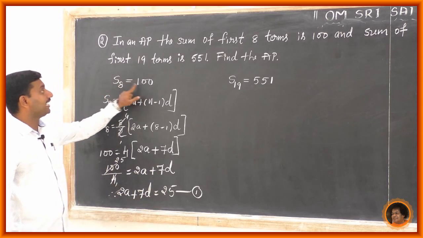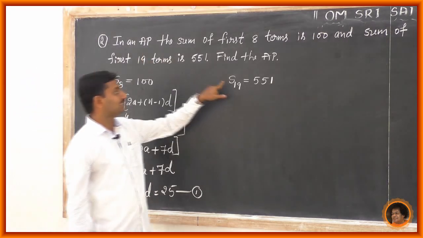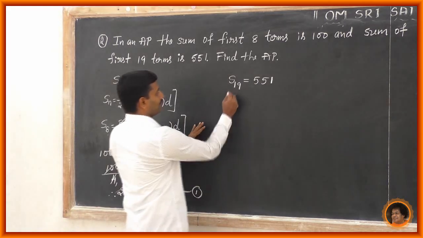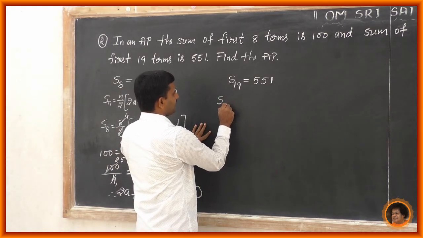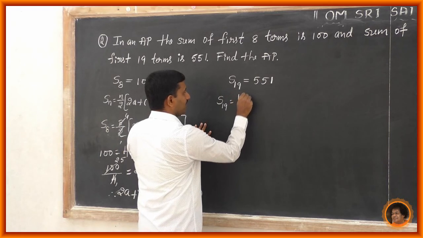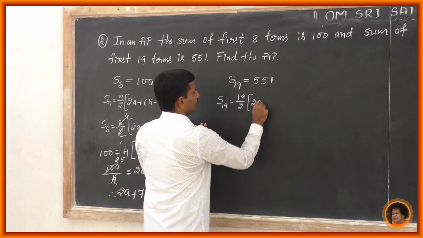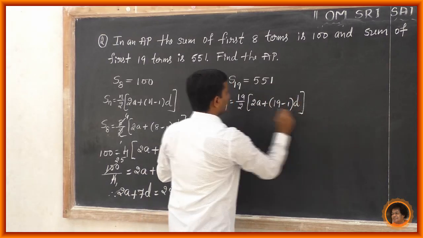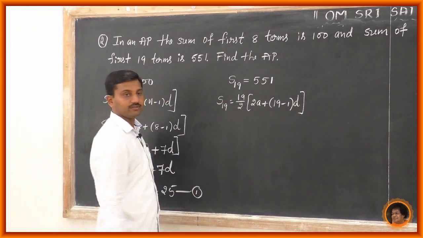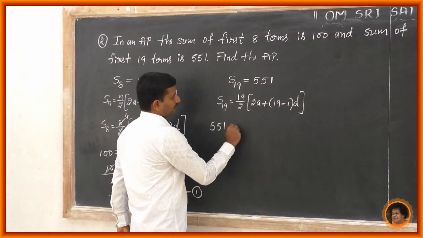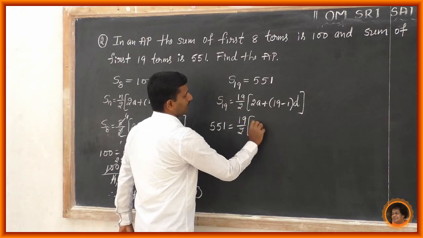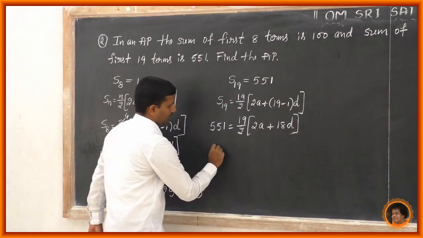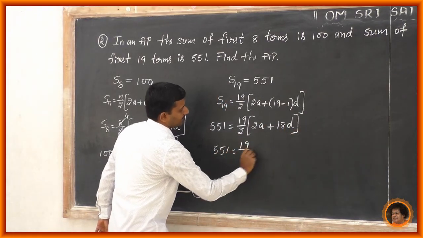The sum of the first 8 terms is 100. And what about the next one? The sum of the first 19 terms is 551. So the formula S_n means S_19 = 19/2 (2a + (19 - 1)d). Now the sum of the first 19 terms is given, so 551 = 19/2 (2a + 18d).